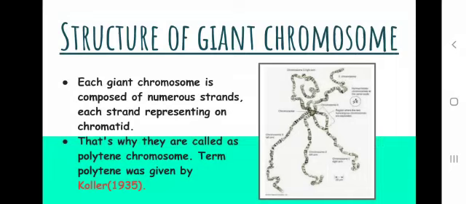Structure of giant chromosome. Each giant chromosome is composed of numerous strands. It is visible in the diagram, and each strand represents one chromatid. That's why they are called polytene chromosomes, and the term polytene was given by Koller in the year 1935.